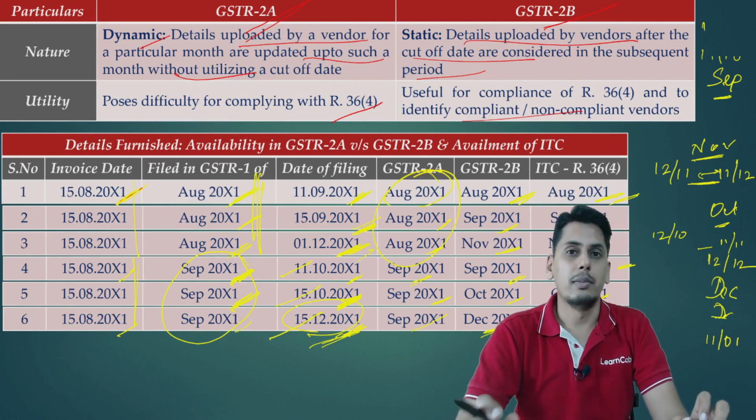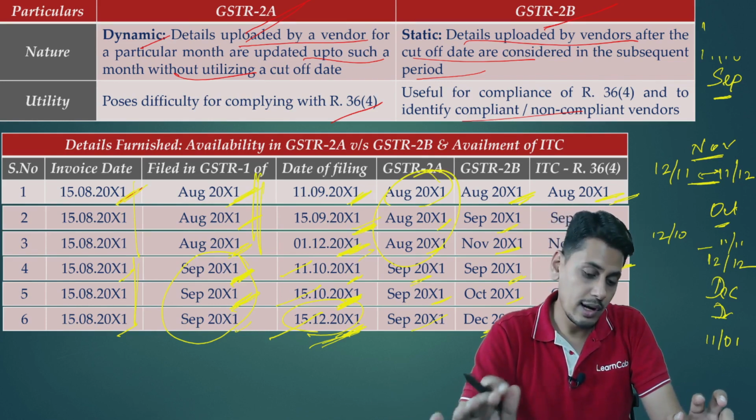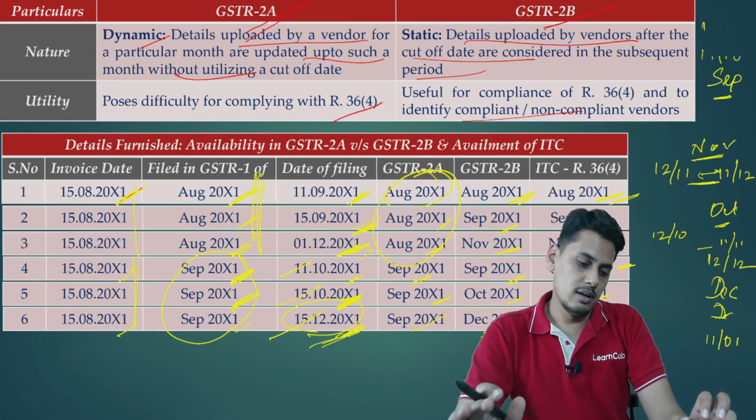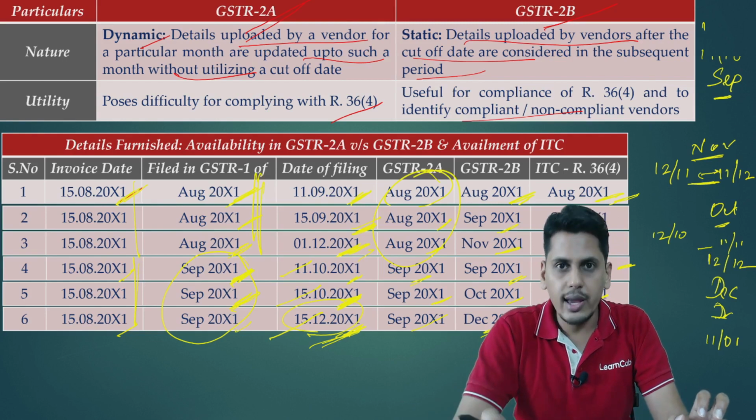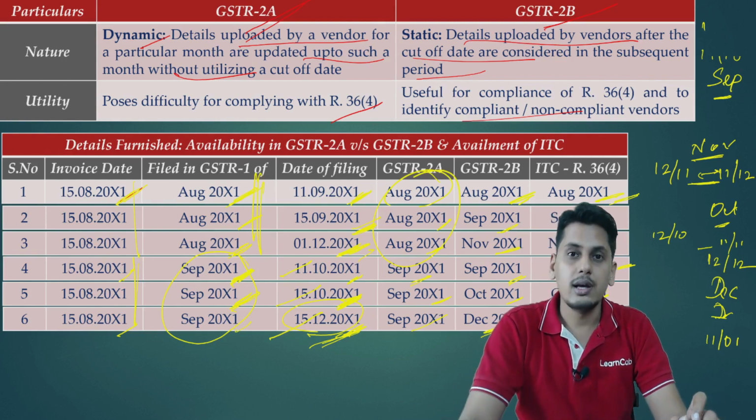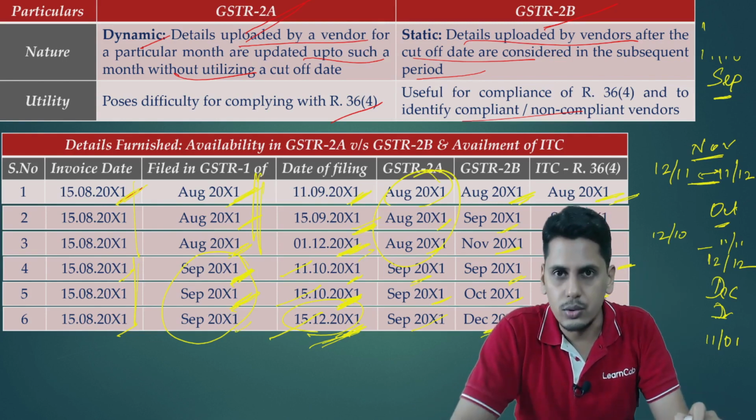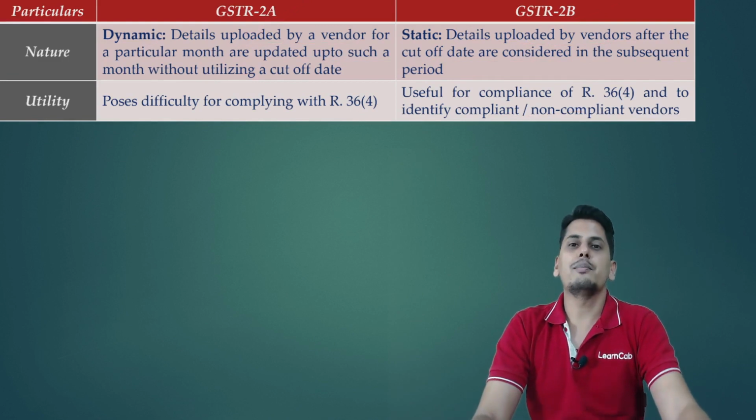So friends, by this example, I am sure you are now able to visualize in which month's GSTR 2A and in which month's GSTR 2B a particular invoice is going to go. Let's take another example.